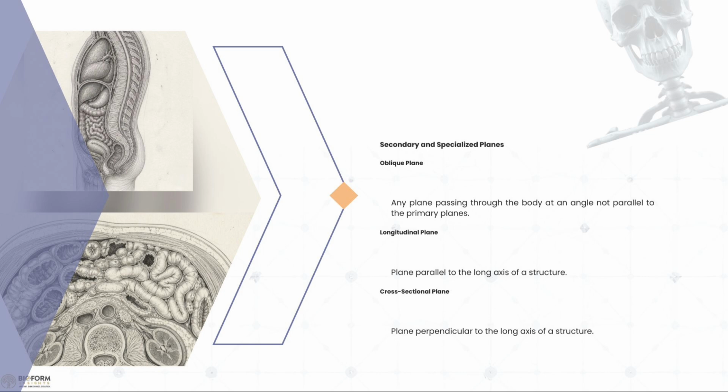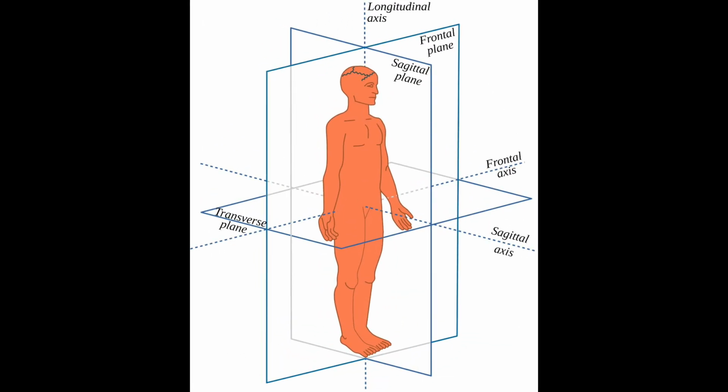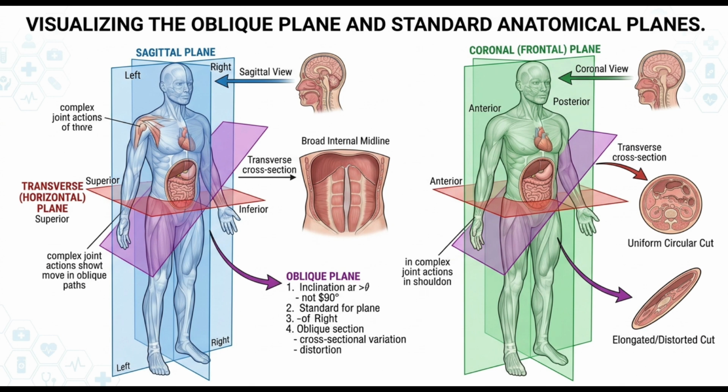By mastering these, you aren't just looking at a 2D drawing anymore. You are viewing the body as a volumetric model. You can slice it at any angle, oblique, along its length, longitudinal, or across its width, cross-sectional, to find the exact data point you need for your design.